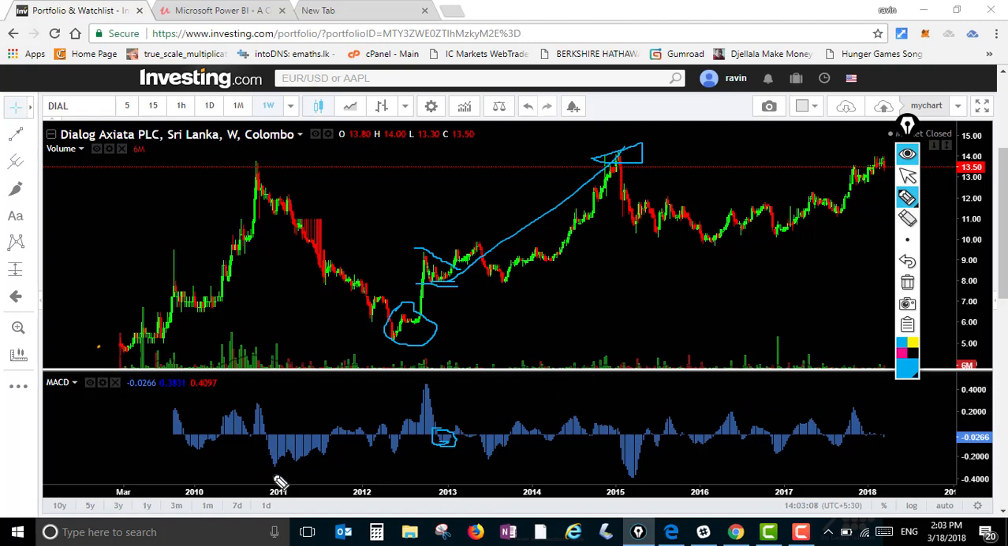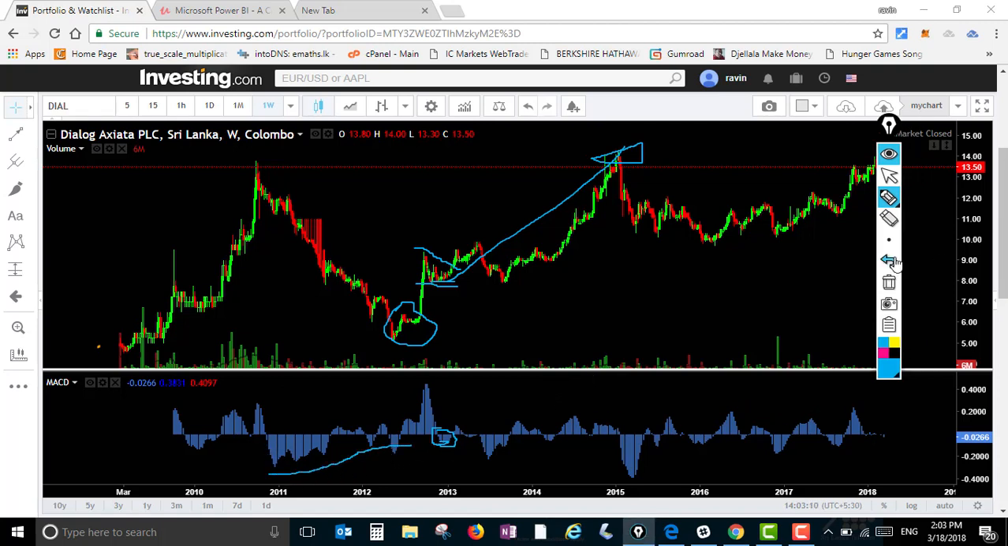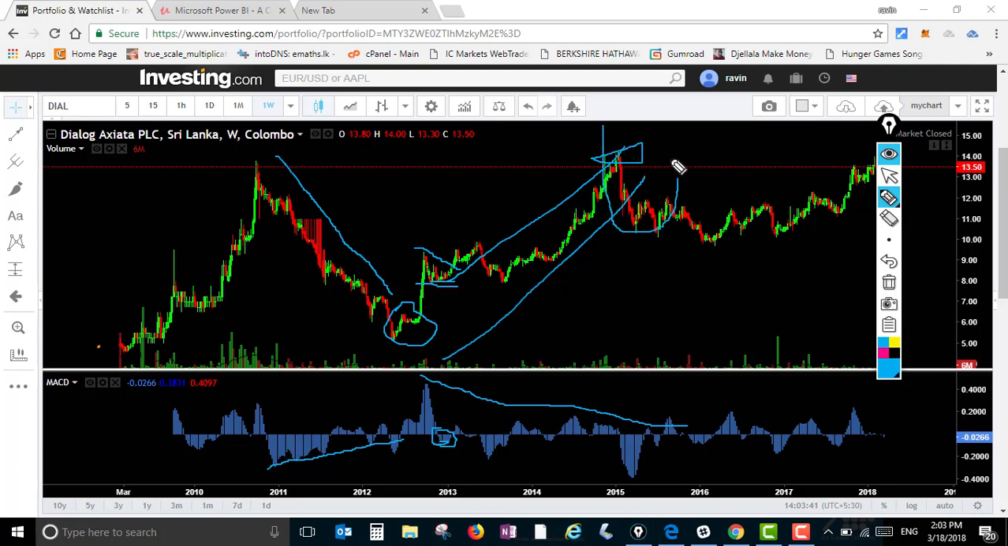What happened after that? This is the divergence. Give me 1 second, I will draw it nicely. This is the divergence, and even though it is an uptrend, on that uptrend again developed a divergence on MACD. So as I told you, if divergence is there, we have to expect a huge price reversal. It has happened here, it has happened in this area.